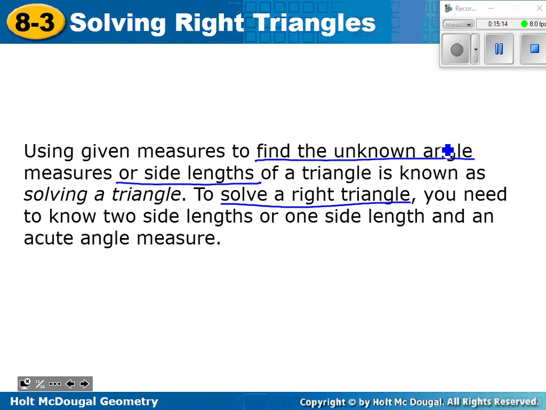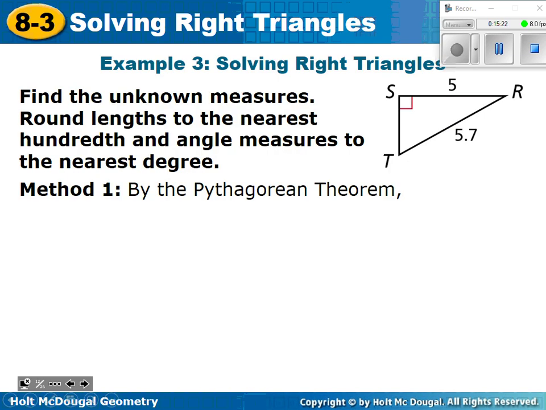And then I would remind you, you can use any of these methods to find some of those missing parts, and then use your trig as if you have to at the end. So we're going to practice this first. It says find the unknown measures, round your lengths to the nearest hundredth. Be careful there because they're going to change directions. Lengths are rounded to the nearest hundredth. Angle measures are rounded to the nearest degree. So that means your side lengths get rounded to the hundredth. Your angle measures get rounded to the nearest whole number.